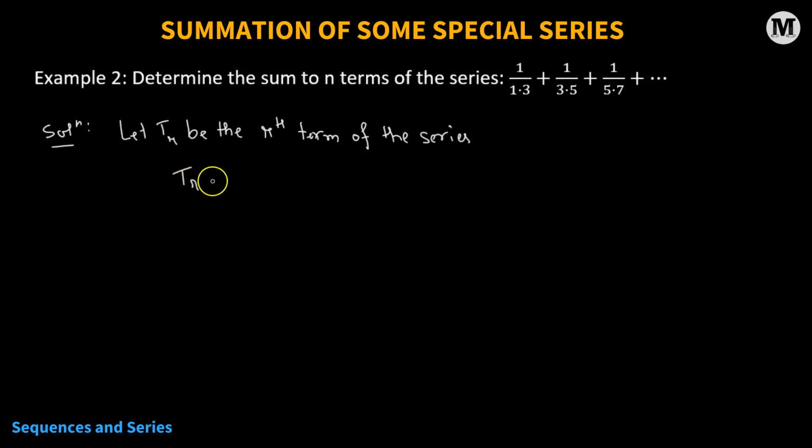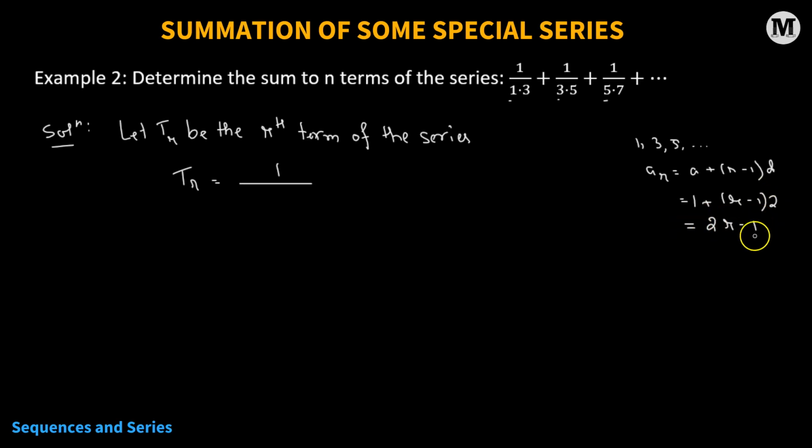So tr will be given by 1 over... Now here, if we consider the first term of the denominator, which is 1, then in the second term we have 3, next we have 5. We have 1, 3, 5. Clearly this is an arithmetic progression with first term being 1 and the common difference being 2. So we can find its rth term. The rth term will be given by a plus r minus 1 times the common difference d, which means we have 1 added to r minus 1 times the common difference 2, and that's going to give us 2r minus 1. So we have 1 over 2r minus 1.